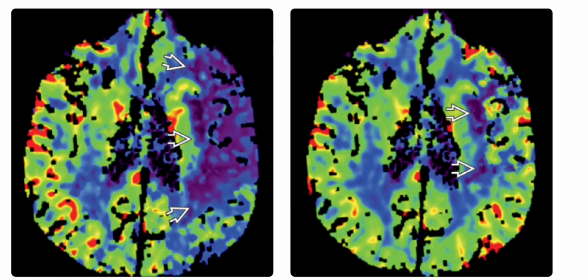Left is the axial CT perfusion cerebral blood flow, that is CBF color map, and it shows a large area of decreased blood flow in the left hemisphere related to the hyperacute MCA ischemia. Right is the axial CT perfusion cerebral blood volume color map in the same patient, and it shows a much smaller area of decreased blood volume.